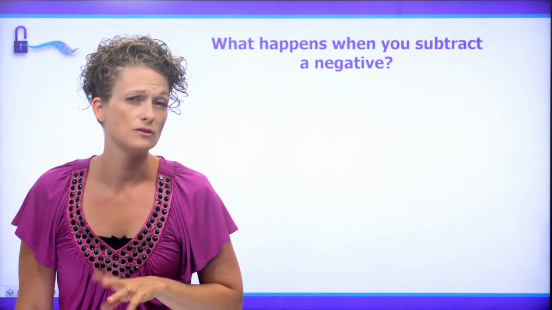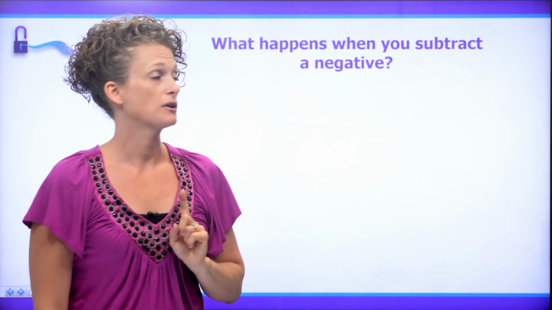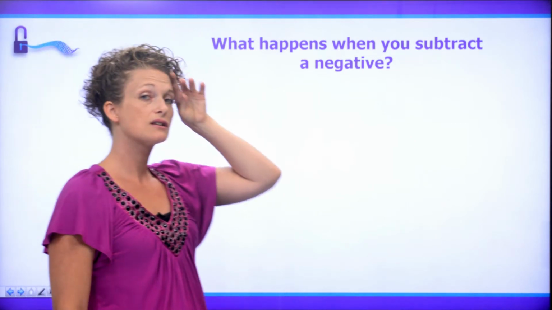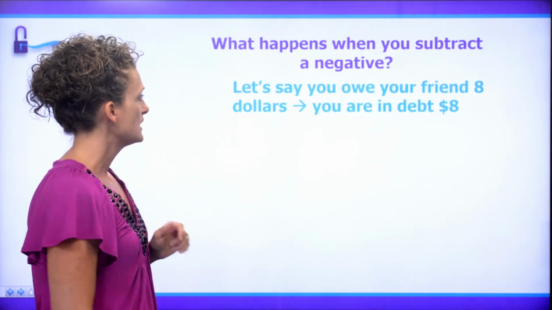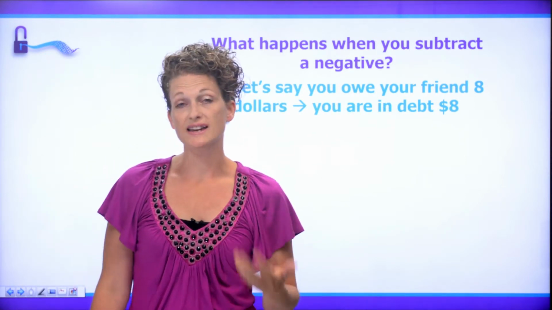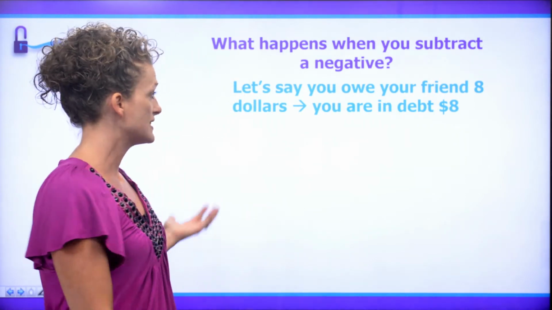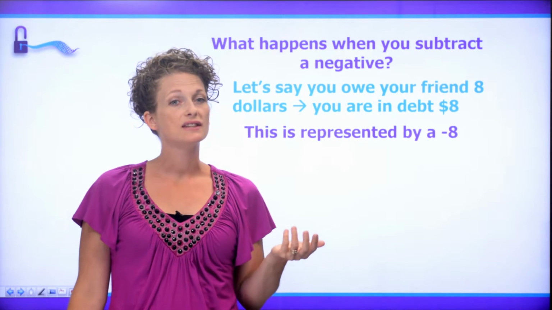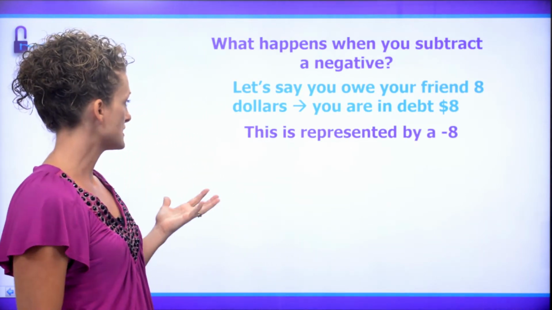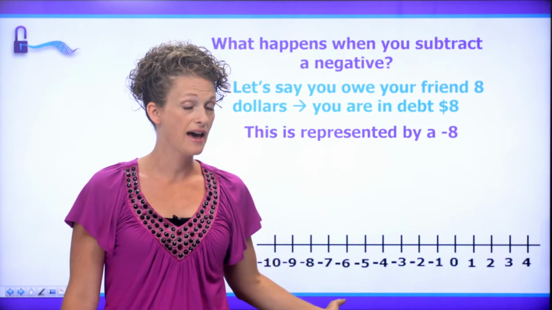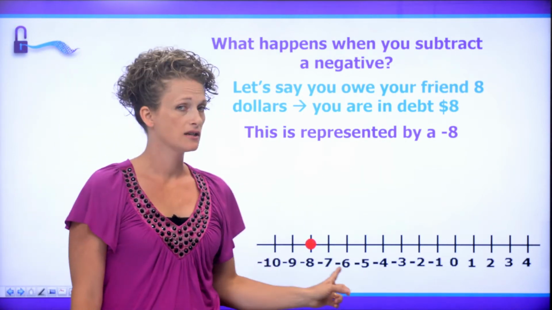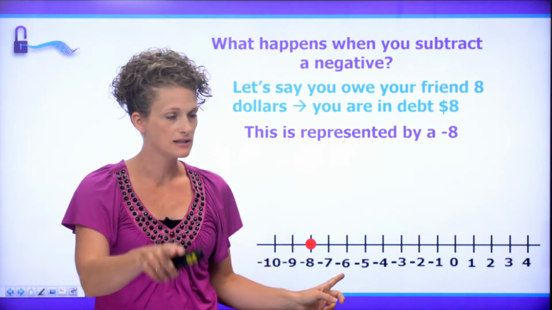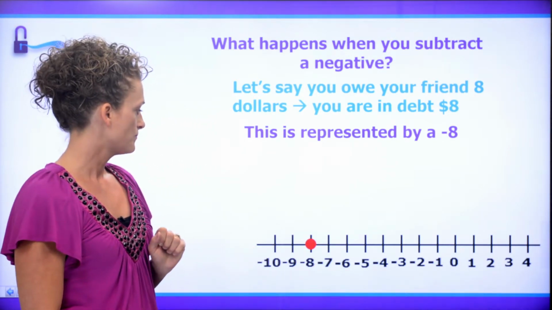Well, what happens when you subtract a negative number? Now, this one always is a little bit tricky to think about, but let's simplify that right now. Let's just say that you owe your friend $8. So you are in debt $8. We represent this with a negative 8. So here we have our number line, and I'm going to put a little dot, red, because red is bad, debt is bad, at negative 8.